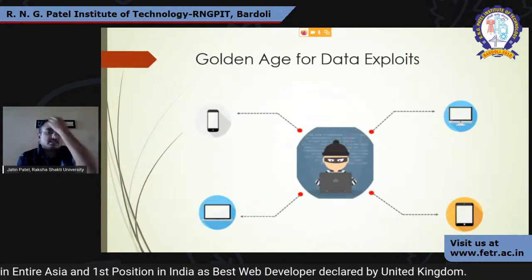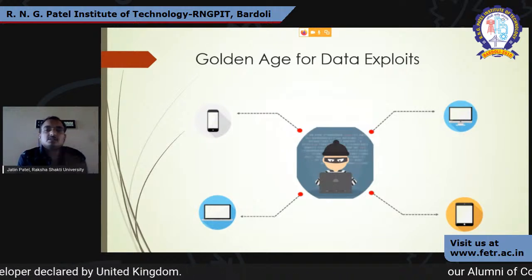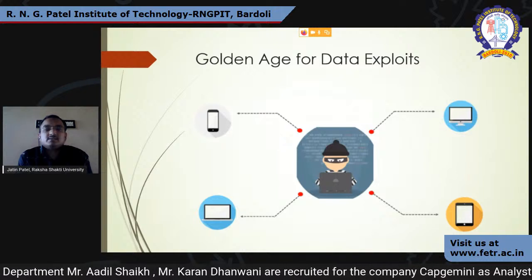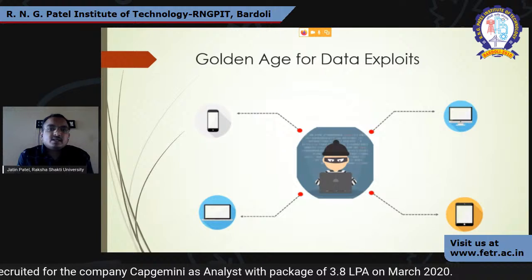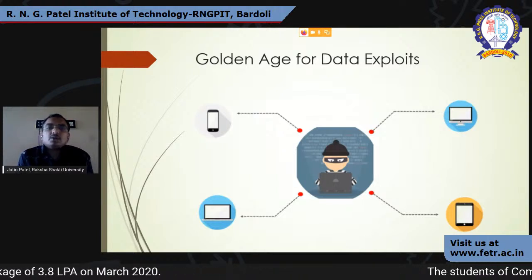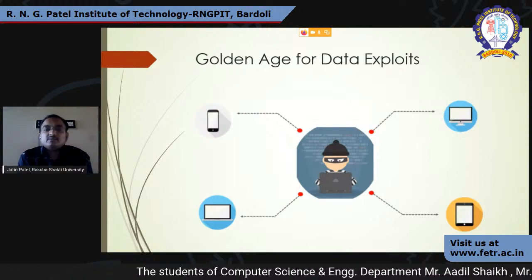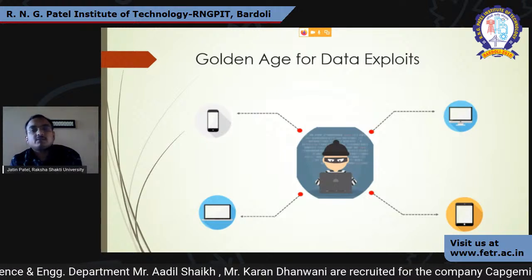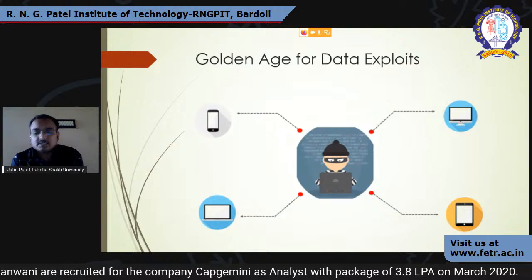Over here I have shown one golden age of data exploit. Many users are using mobiles, laptops, tablets, and many other electronic devices connected to the internet, and many paths have been generated. In all such internet paths, we are not aware of where there is a leak, where there is a loophole, where there is a vulnerability, a gap from which any unethical user can steal our data. So these are the golden ages we are creating while we are using internet connectivity.